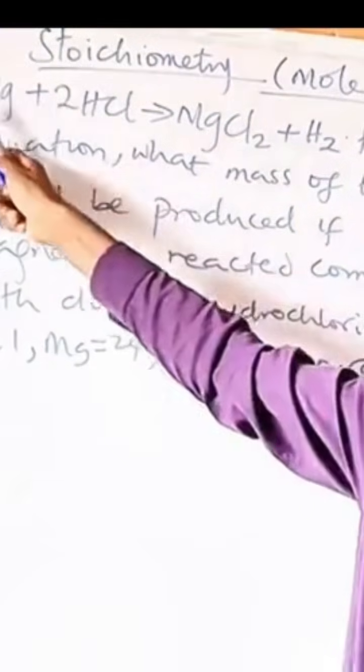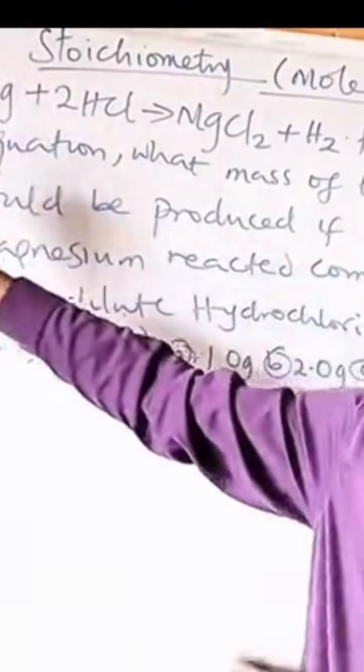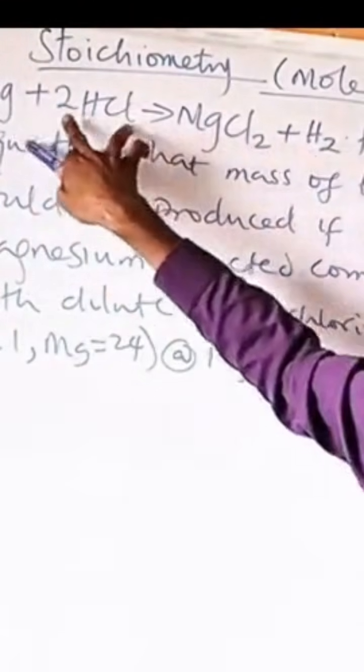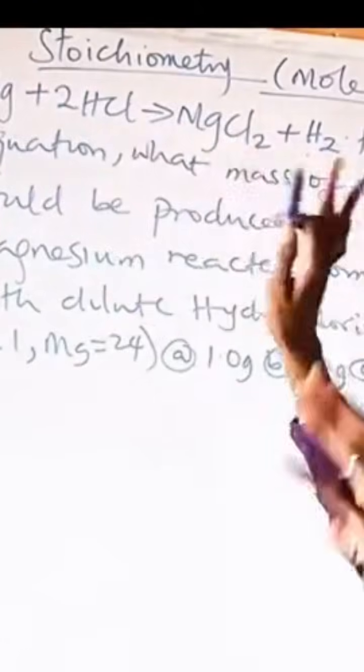How many magnesium do we have here? On the reactant side is 1 mole. How many here? 1 mole. Hydrogen here is 2 moles. Hydrogen is 2 moles. Chlorine here is 2 moles. Chlorine here is 2 moles. So this equation is balanced.